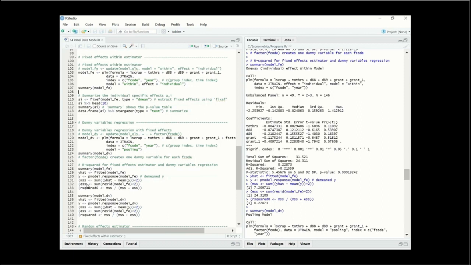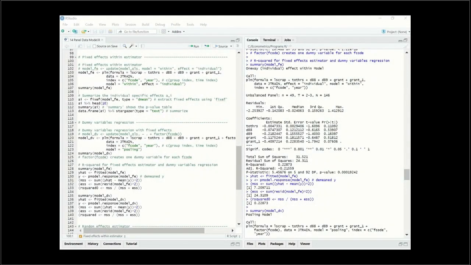The residual sum of squares is going to be the residuals from the fixed effects model that we're going to be picking here. And the R square is going to be the model sum of squares divided by the model sum of squares plus the sum of squares for the residuals.